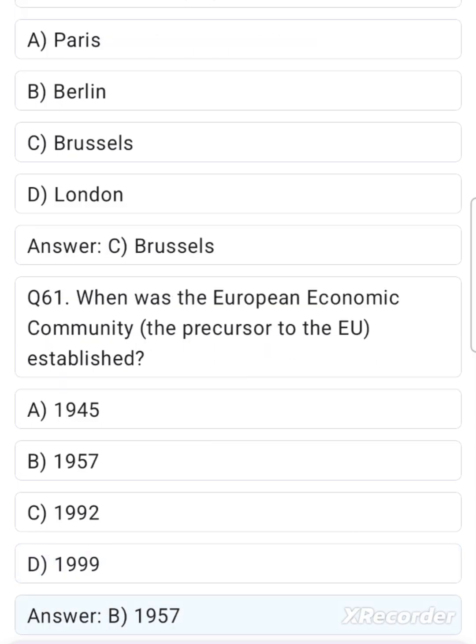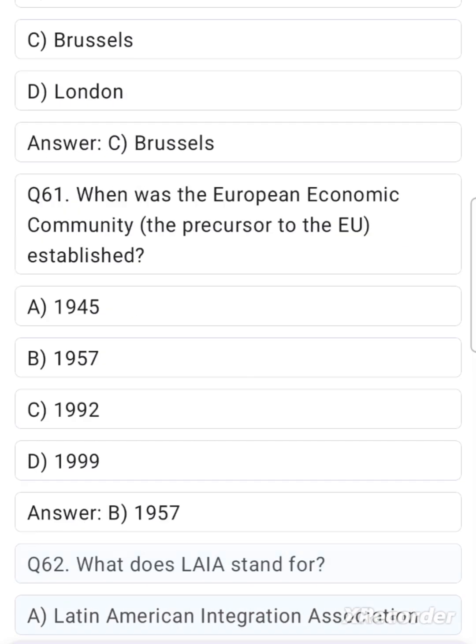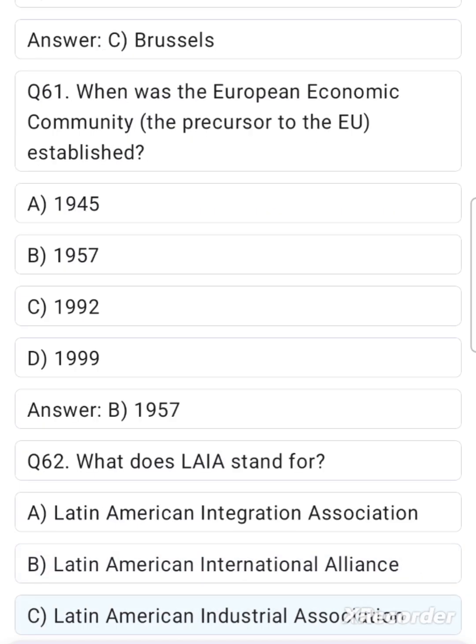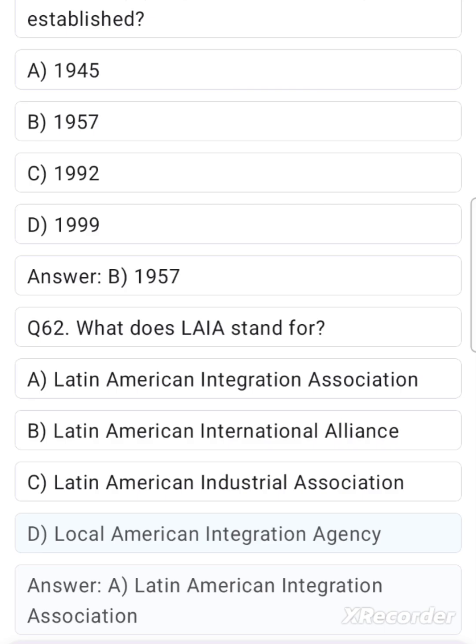1957. Q62. What does LAIA stand for? A. Latin American Integration Association. B. Latin American International Alliance. C. Latin American Industrial Association. D. Local American Integration Agency. Answer: A. Latin American Integration Association.